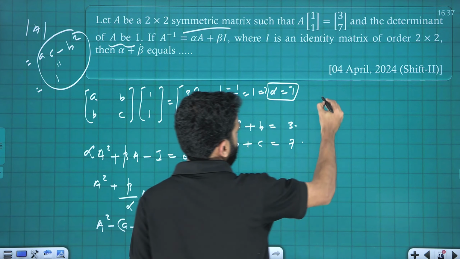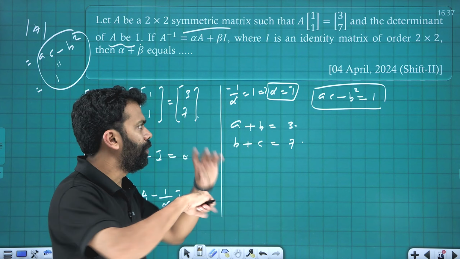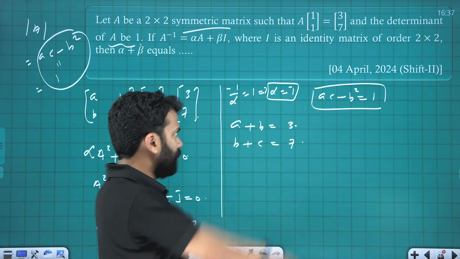3 equations and 3 unknowns are there. It will entirely depend on our algebraic skill to solve this. It's very easy, basic one, 10th standard level. But it's a doable question. Then how will you do this? 3 equations are here.